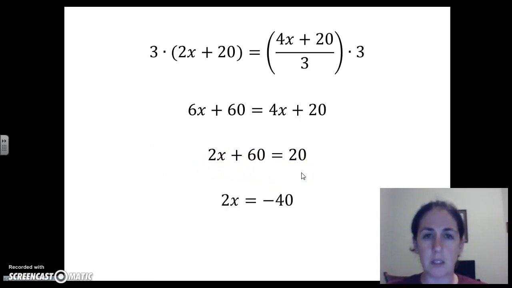2x equals negative 40. Divide both sides by 2, and we get x is equal to negative 20. Whenever you're in doubt about your answer, you can always plug it back into the original equation and make sure you get a true statement.